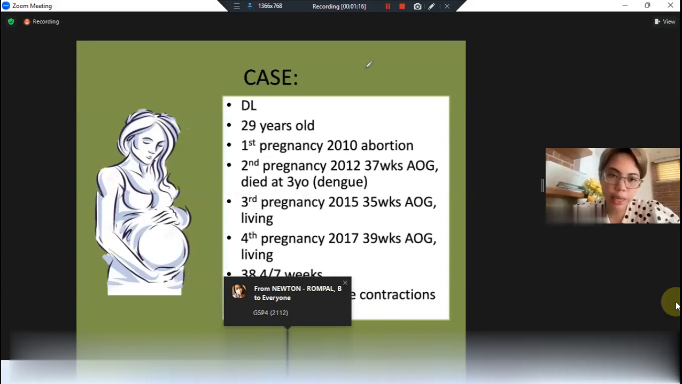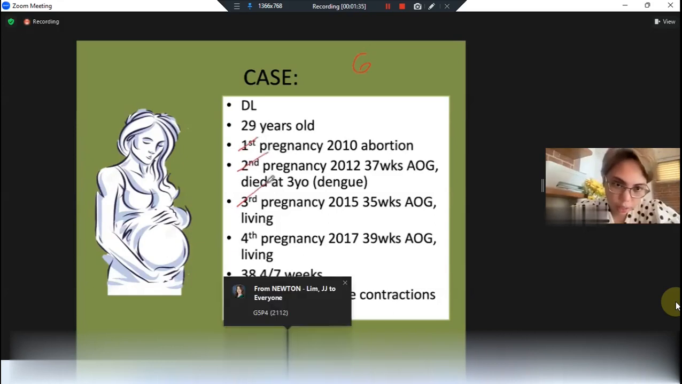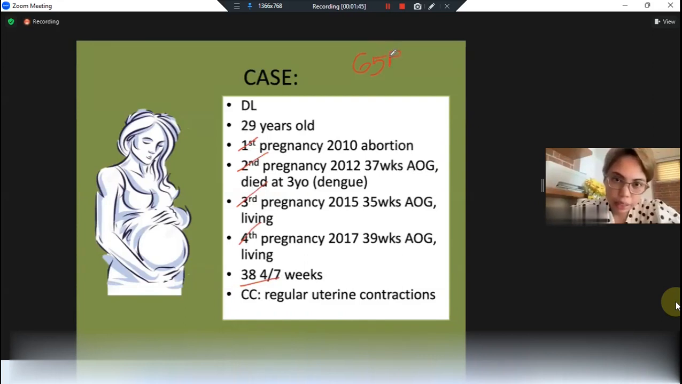When we say gravidity, regardless of the outcome, this woman has become pregnant, correct? So any pregnancy. So she has 1, 2, 3, 4, and since she is currently pregnant, so 5. She is gravida 5.